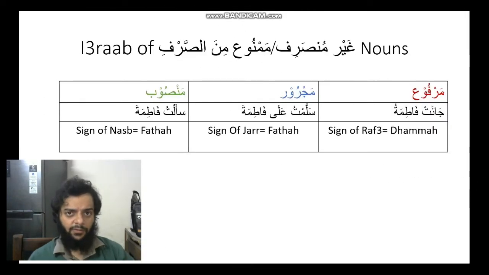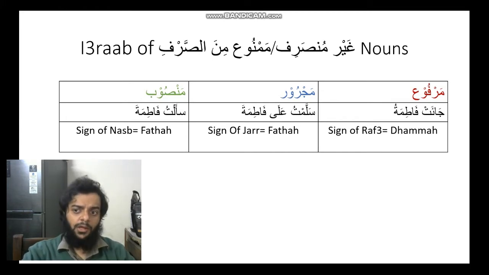If you are wondering why Ghair Munsarif words behave differently than the original ones, I will explain this inshallah at the end of the video, after explaining all the categories which I gathered. Now again back to the examples. Ja'at Fatimatu, Fatima came. Sallamtu ala Fatimata and Sa'altu Fatimata.